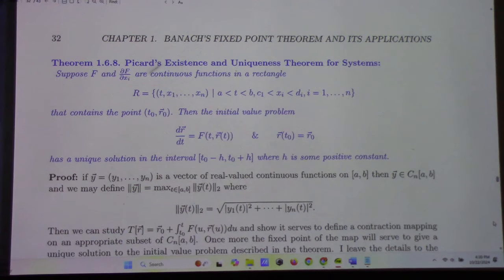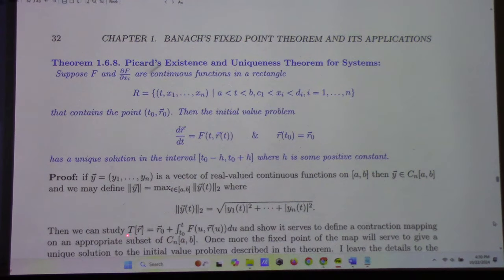So the proof goes like this. If we have a vector of real valued functions on the closed interval a to b, we're going to say that set of such functions is C^n[a,b]. And we're going to define the norm of such a vector of functions to be the max of this. And following Nagel, Saff, and Snyder, I'm going to use the Euclidean norm this time. Not that I'm really going to ever get into those details, so it's kind of a moot point. Just for the sake of specificity, we're using the Euclidean norm there.